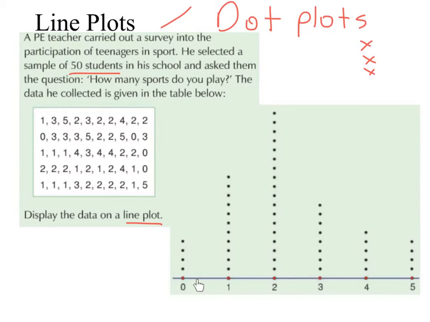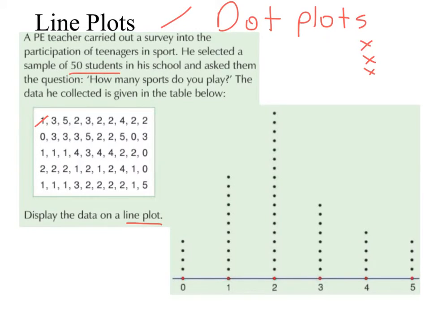Then we draw a line going across the top of them, and then we go through our list. So the 1 means we put 1 dot above the number 1 and cross it off. Always cross off a data value once you've used it so that you don't use it twice or you don't forget about it.